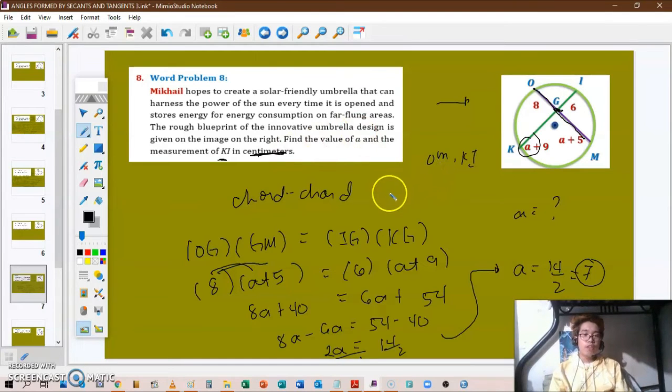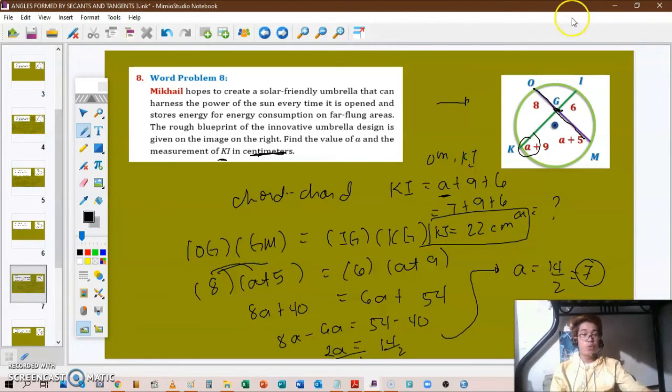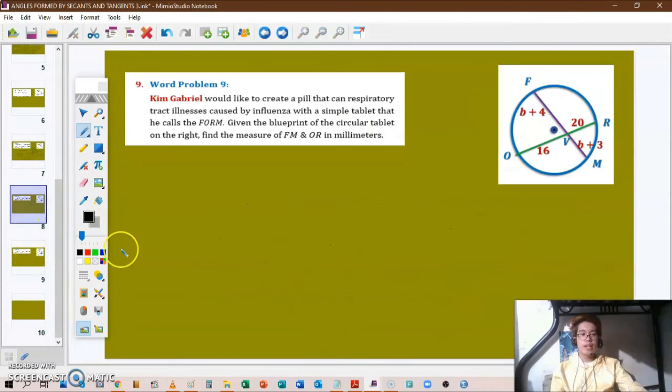So to solve for the value of Ki, since Ki is equal to A plus 9 plus 6, and we know that the value of A is equal to 7, this is going to give us Ki is equal to 7 plus 9 plus 6. And 9 plus 6 is 15, plus 7, that's going to give us 22 centimeters. So therefore, on this specific umbrella, Ki is equal to 22 centimeters. Okay, very good. Okay, so last problem.